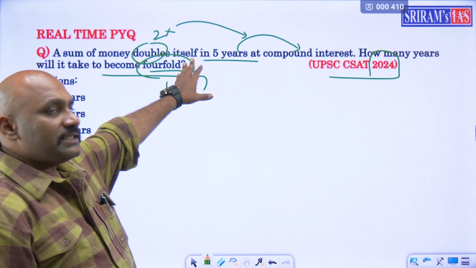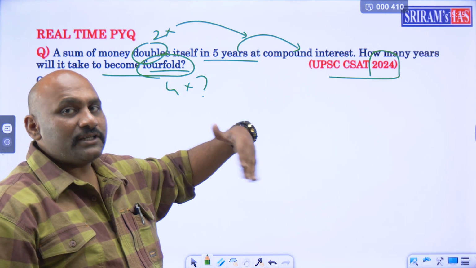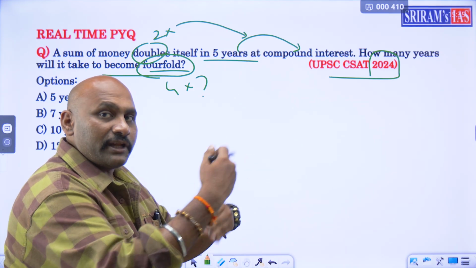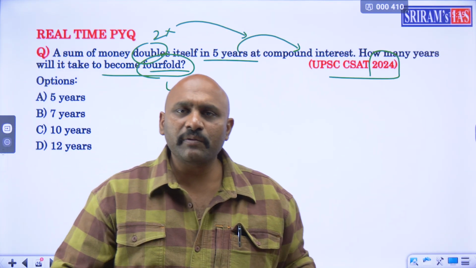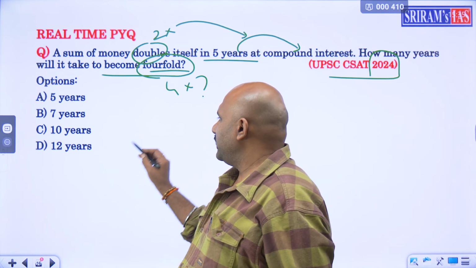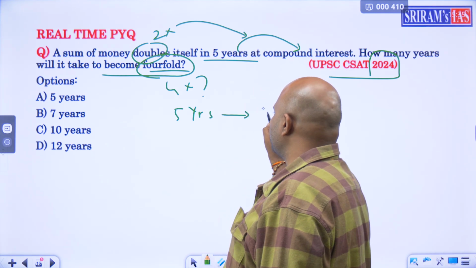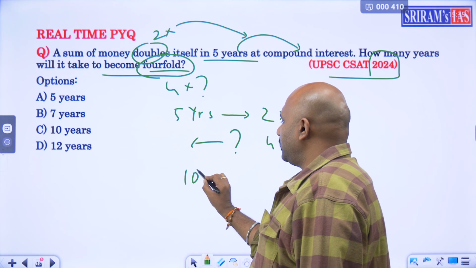We know in compound interest he is clearly mentioning that for every 5 years it doubles. That amount will be the new principal for the next 5 years. Then how many years will it take to become 4-fold? It is a very simple question asked in 2024. Students put a lot of formulas and all this, it's not necessary. He clearly mentioned for every 5 years it becomes 2 times. So 4 times is directly 10 years.